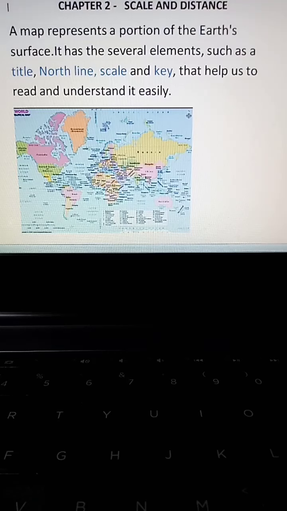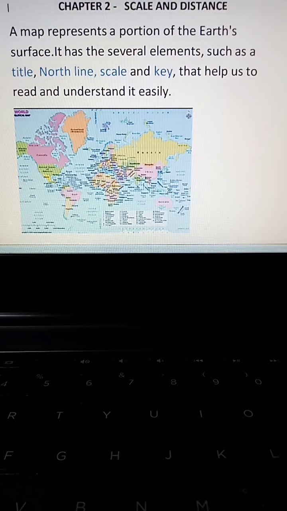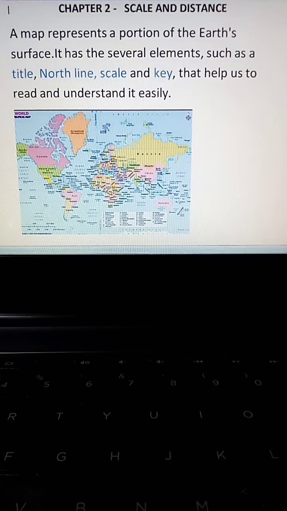In the previous class, we studied topographical maps, the use of colors, signs and symbols used on topographical maps, and we have also studied settlements. Today, I am going to teach you scale and distance, which is the second chapter given in your book. Scale and distance. A map represents a portion of the Earth's surface.